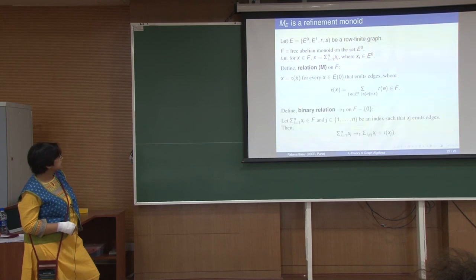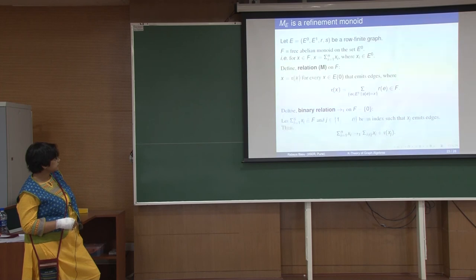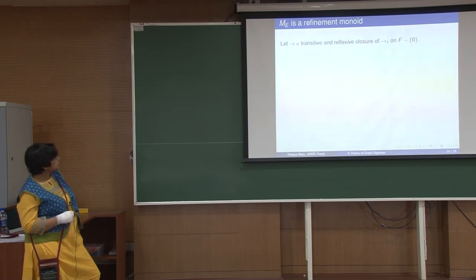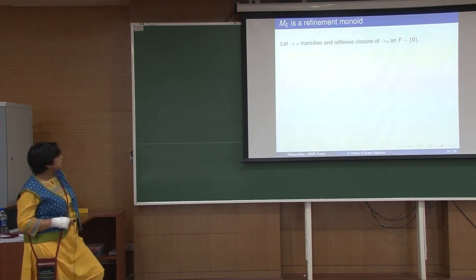So we define a relation on F minus 0, that is, a summation of xi, an element of F, and maybe an index here such that xj emits edges. Then we define this binary relation by summation of xi, this relation is summation of xi, i not equal to j, plus Rj. So this is basically from somewhere we are going this way. If I could write these things on the board, it would have been better. Just go back to the last slide.